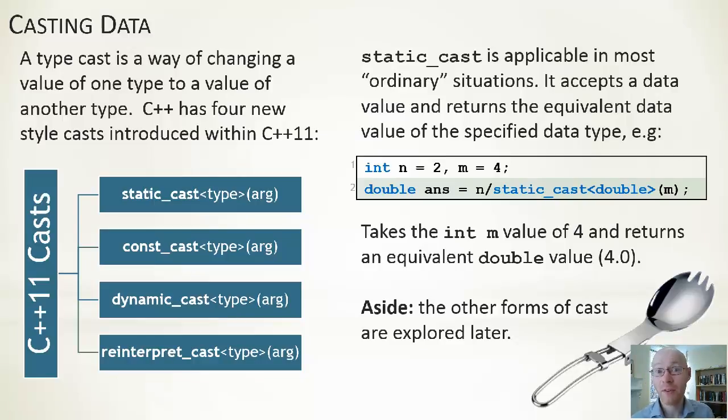C++11 actually introduced 4 different ways of casting data. So converting data from one type into another type. So you notionally maintain the same value in whatever sense that is, but you're converting it from data type A to data type B.